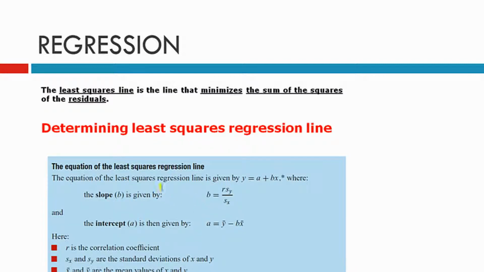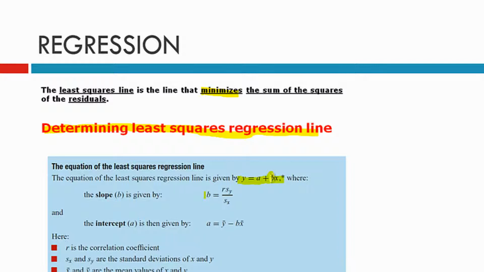As I said, the least squares line is the line that minimizes the sum of the squares of the residuals. Now there is a formula to work out the equation of this least squares regression line, and the formula is given by y equals a plus bx.